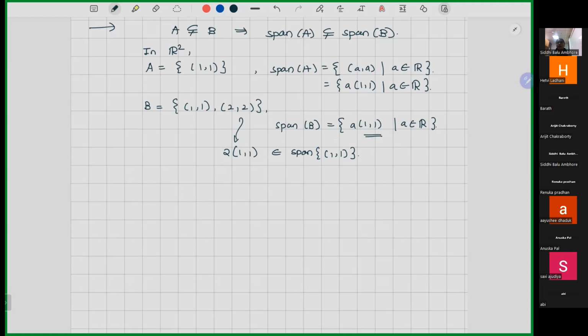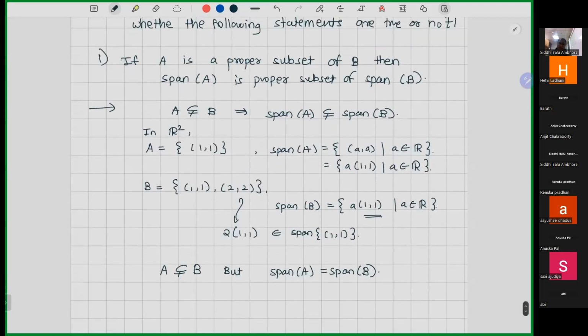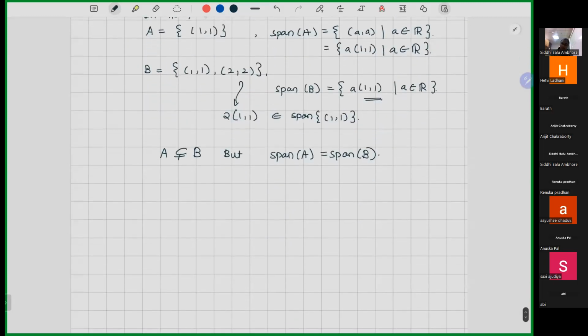Understood, right? So we can see here that A is a proper subset of B, right? But span of A is exactly equal to span of B, right? So this statement which is given here is false. Okay.